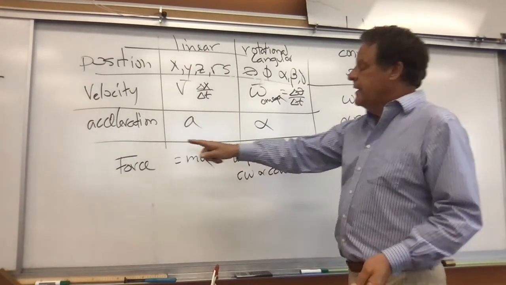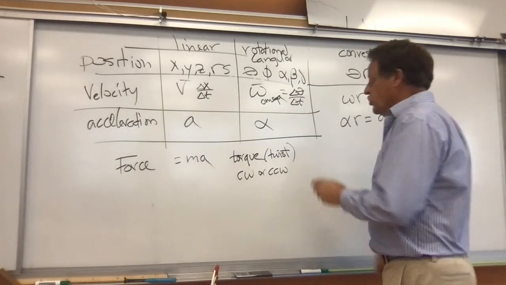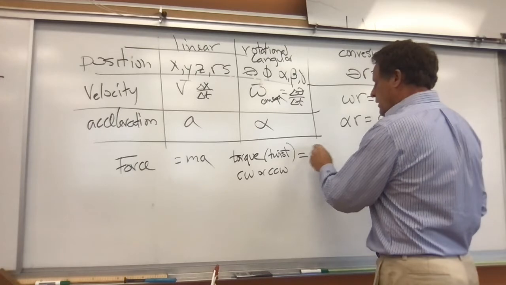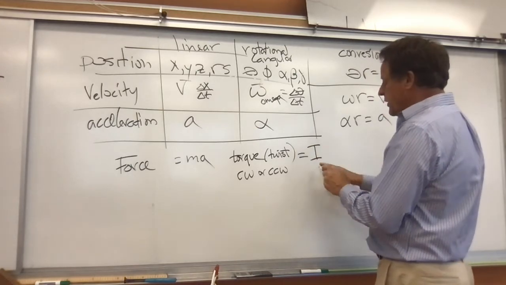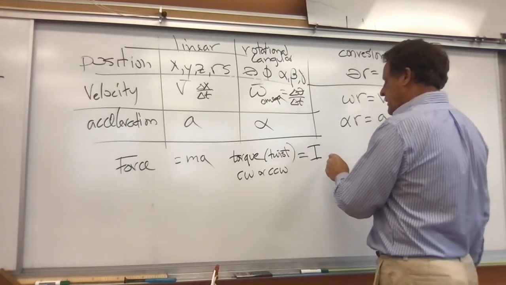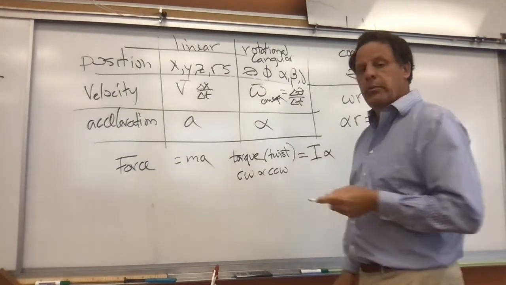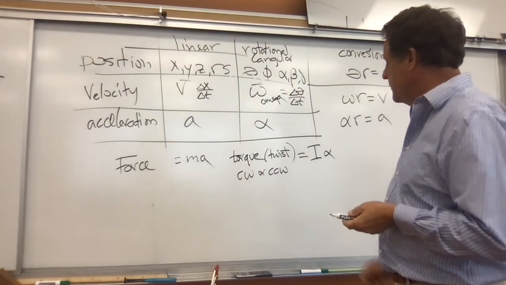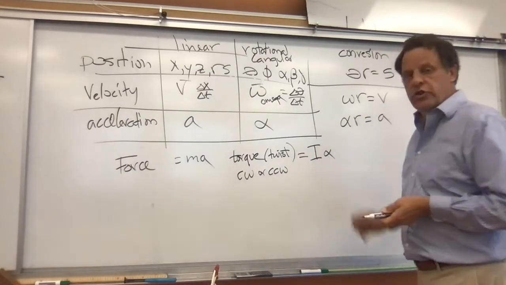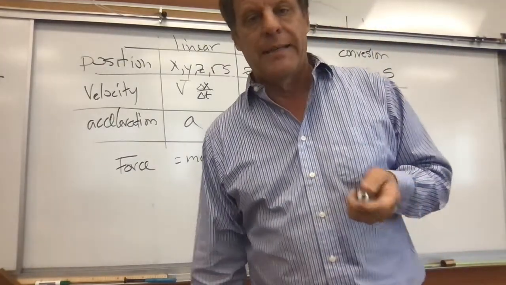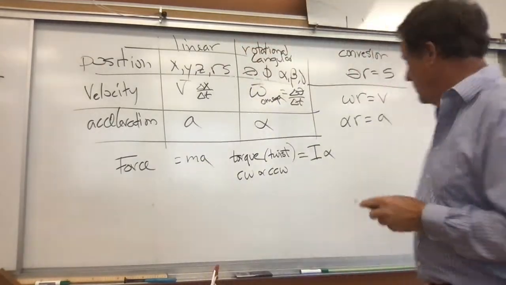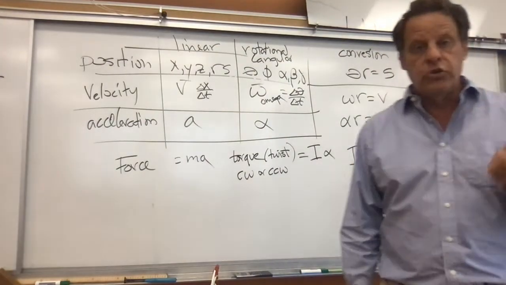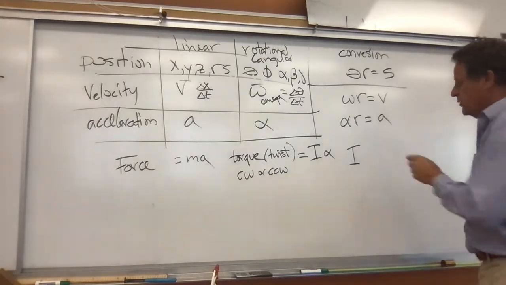Now, if F is equal to ma, then torque is going to be equal to what's called moment of inertia times alpha. Moment of inertia times alpha. So this moment of inertia is an interesting concept, and it has to do with the distribution of mass and how it's going to rotate.